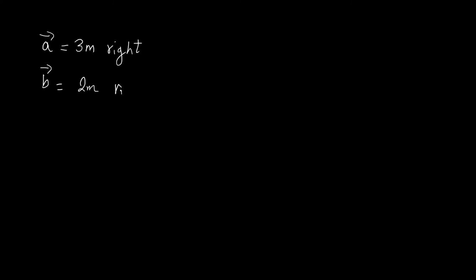Let's say we have two vectors A and B. Vector A is equal to 3 meters to the right, and vector B, let's say, is 2 meters to the right. We want to calculate A plus B and also A minus B. So I start with A plus B.